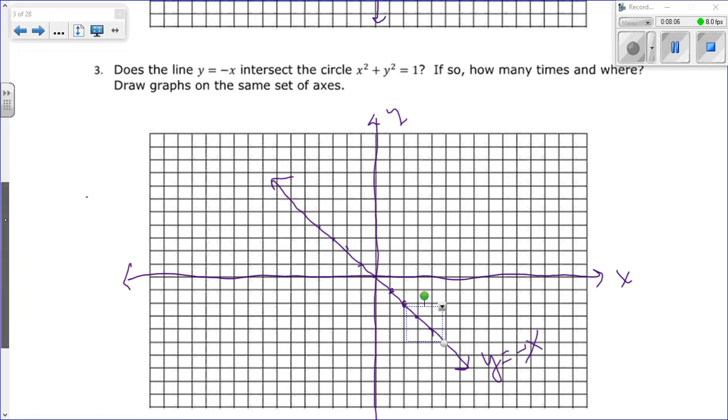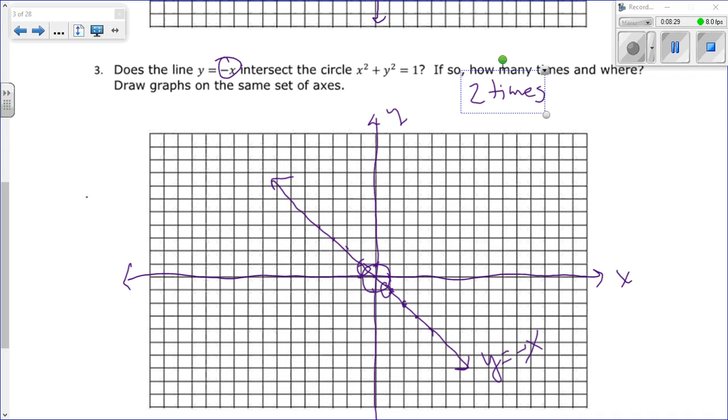And then the circle is x squared plus y squared equals 1. So that is a circle, radius of 1, which is right here. And it would intersect 2 times. But where is a lot harder to see. We're actually going to have to solve it algebraically to find the where.